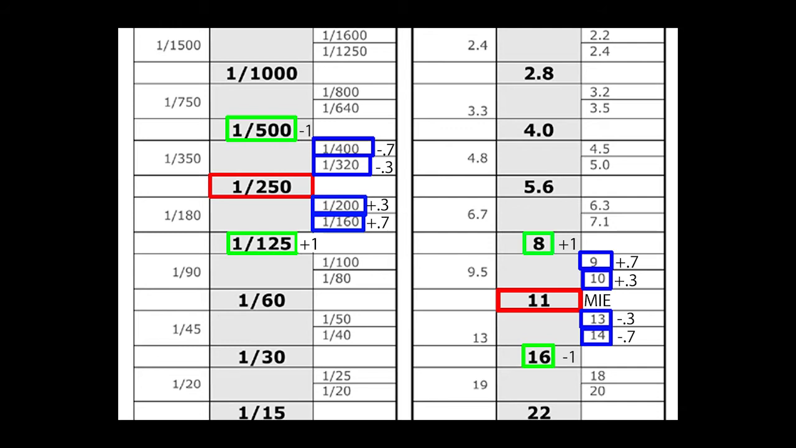Going over to the right side of the page, if we're going to bracket with the aperture, we need to leave the shutter speed at a 250th of a second, and that's what we did. Our MIE is an aperture of f11. 1 full stop brighter is f8. That's our +1. 1 full stop darker is f16. That's -1. And the 3rd stop increments are indicated in blue. Therefore, f10 is +0.3, f9 is +0.7, f13 is -0.3, and f14 is -0.7.